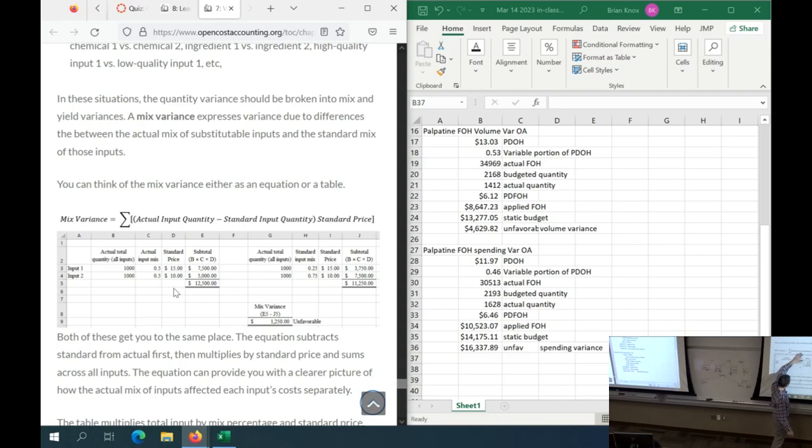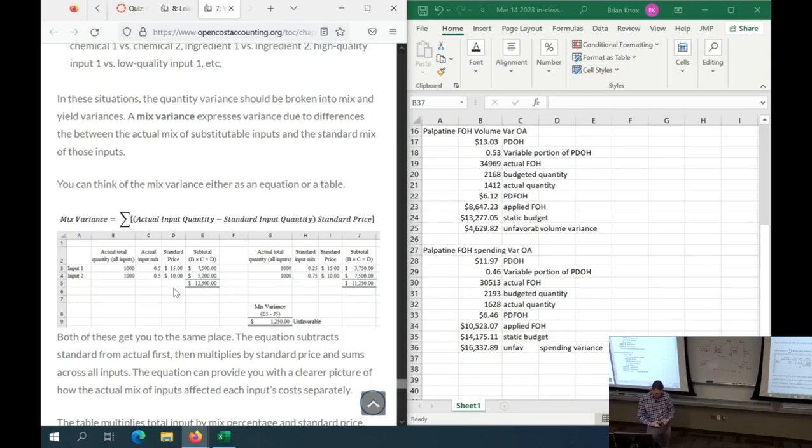Input 2, we actually had 500 units of it, minus, we should have had 750 units, so it's going to be negative 250 in the parentheses here, times the standard price of 10. So we have 250 times 15 plus negative 250 times 10. And we'll do that real quick in the phone. That's a calculator.